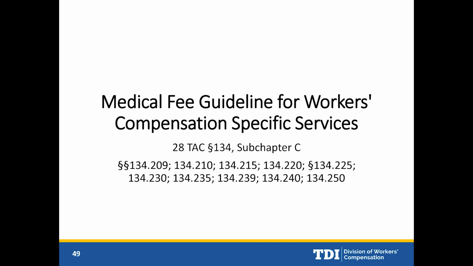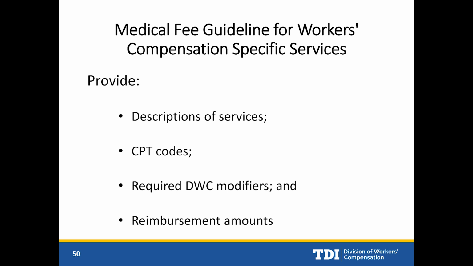If we have to change reimbursement for a specific service, we can just open up that one rule and change that service without having to open up a big rule with many services in it. So it is for ease of use. Now, when it comes to workers' comp specific services, generally the fee guideline will give you the description of the service itself and provide the CPT code that you're going to use to bill with. There may be some modifiers that go along with those services, and then generally, again, the reimbursement amounts are actually going to be determined in the fee guideline.